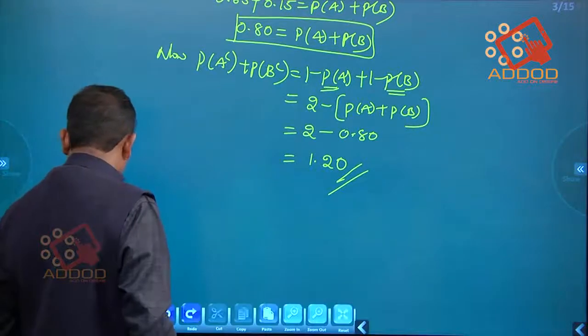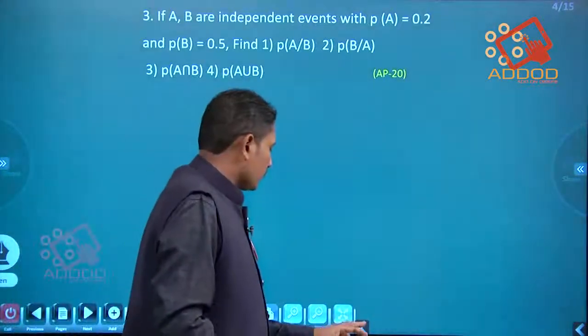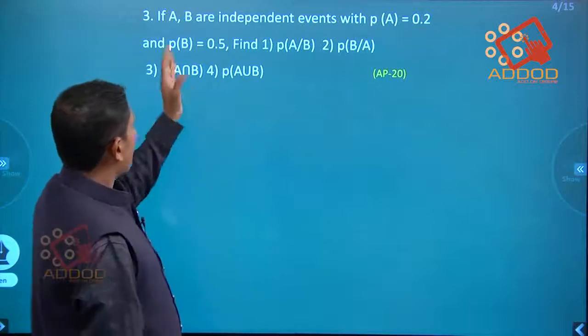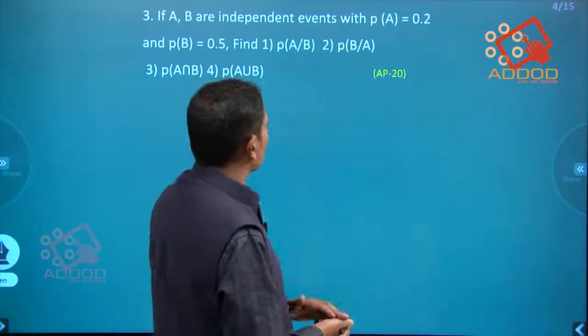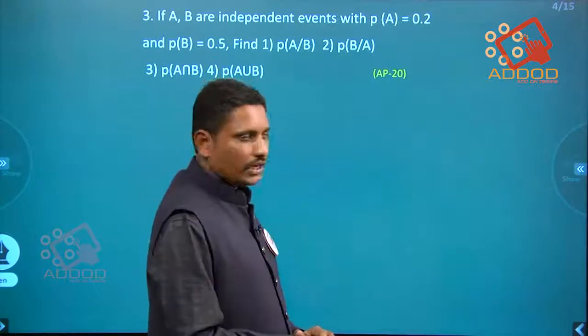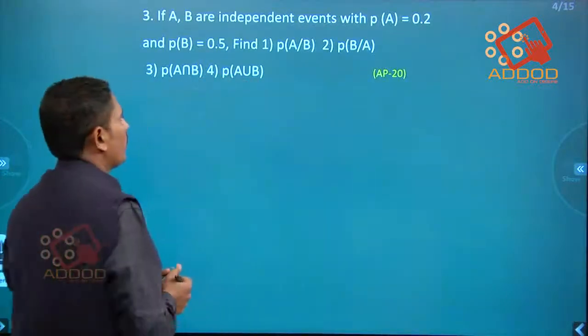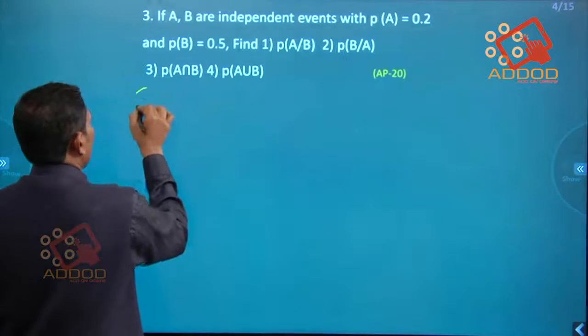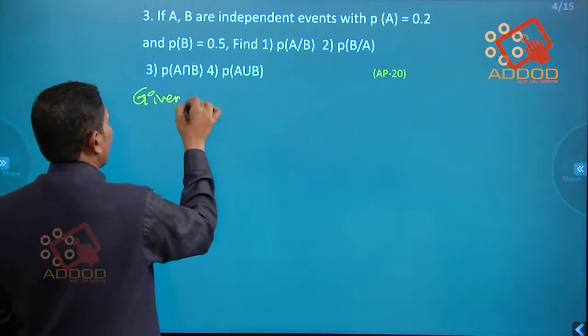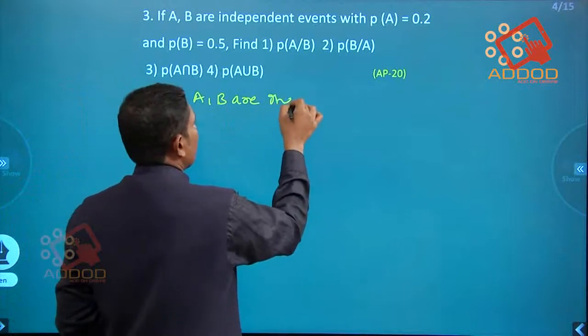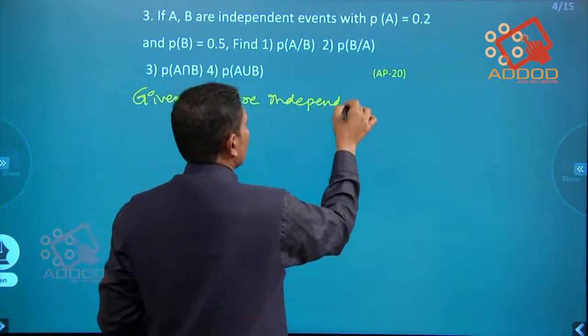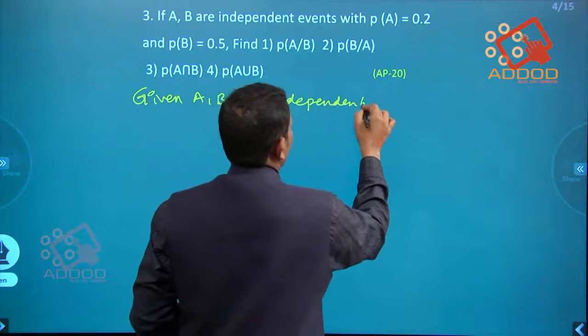Now go to the next question. Here the question is asking: A, B are independent events, with P of A value given and P of B value also given. Now asking some complications here. First of all, what are independent events? Given A, B are independent events.